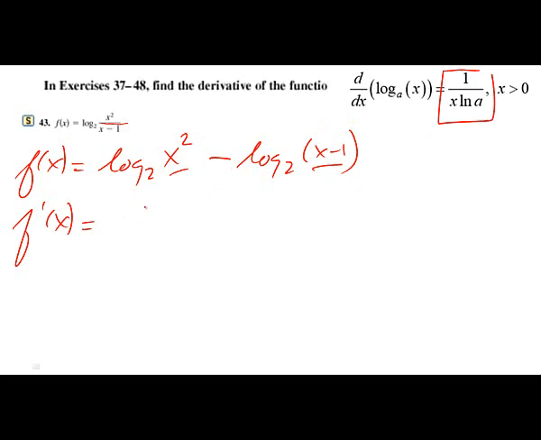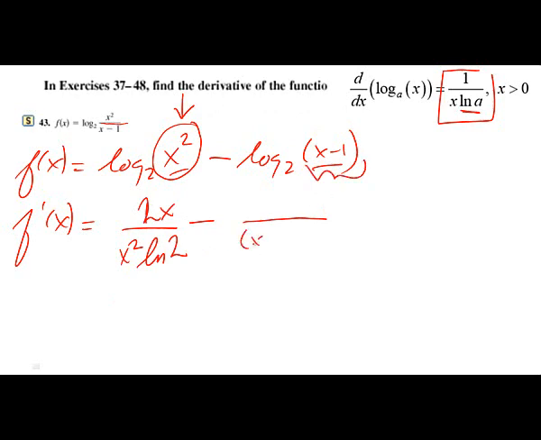Okay, so we've got 1 over, what's my x right now? X squared, good. And then what's the natural log of the base? Natural log of what? 2. What about the chain rule piece for that? What's the derivative of x squared? 2x, good. Minus, all right, I know it's got to be 1 over x. What's going in for the entire x this time? Good. And then the natural log of the base, what's the base? 2. And then chain rule is just going to be a 1, isn't it?